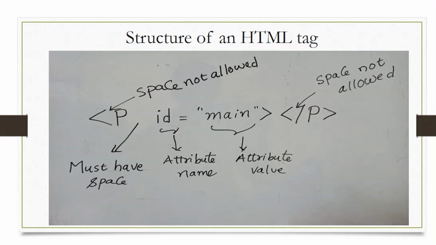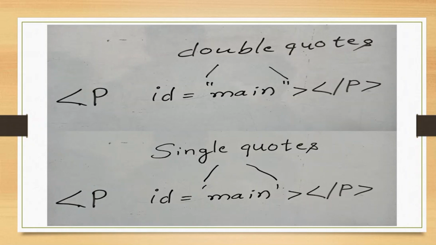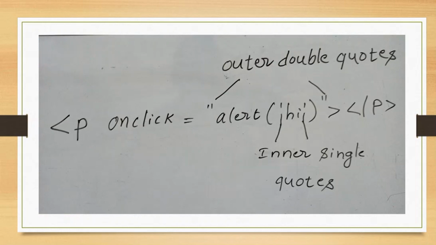Attributes can only be specified on the opening tag, so you can't specify an attribute on the closing tag. You can specify the value of the attribute in either single or double quotes. What if the value of the attribute itself contains quotes? So the actual value is quoted as a part of its value. In this type of situation, you make sure to close the quote in the opposite order of the opening ones.